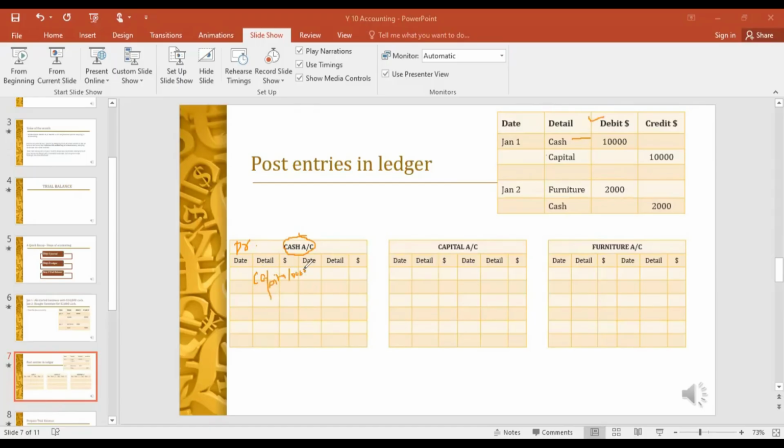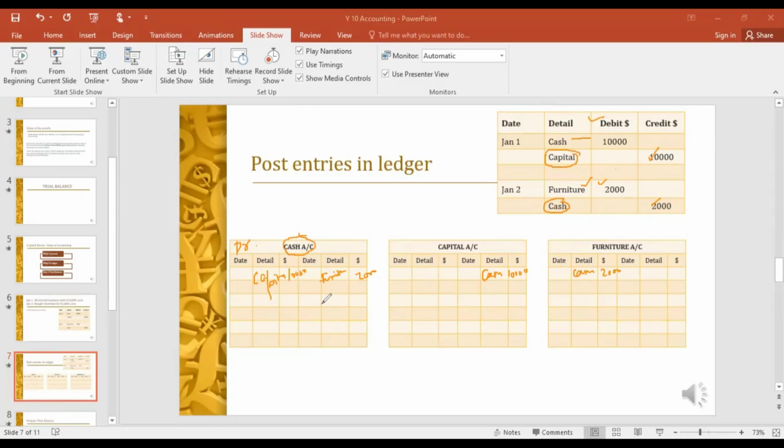Capital 10,000. In the second entry, where is the cash? At the credit side. All right. So the entry will go to the credit side and I will write furniture, amount 2,000. Then I have to prepare the capital account as well. Where is the capital? At the credit side. So the entry will go to the credit side and I will write cash 10,000. And in the furniture account, where is the furniture? At the debit side, so the entry will go to the debit side and I will write cash 2,000.